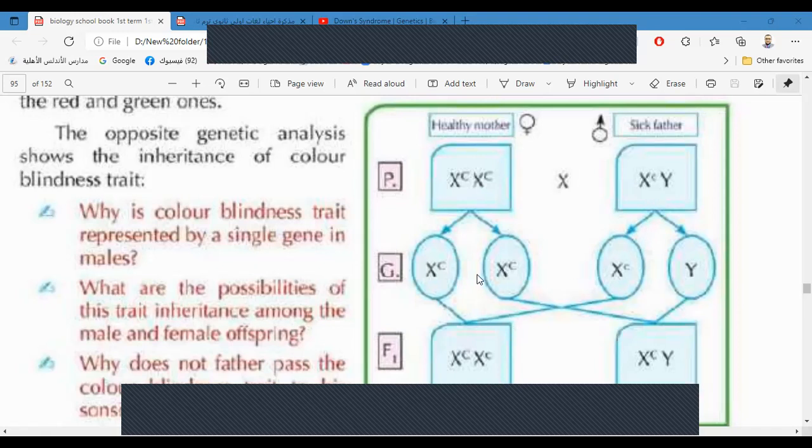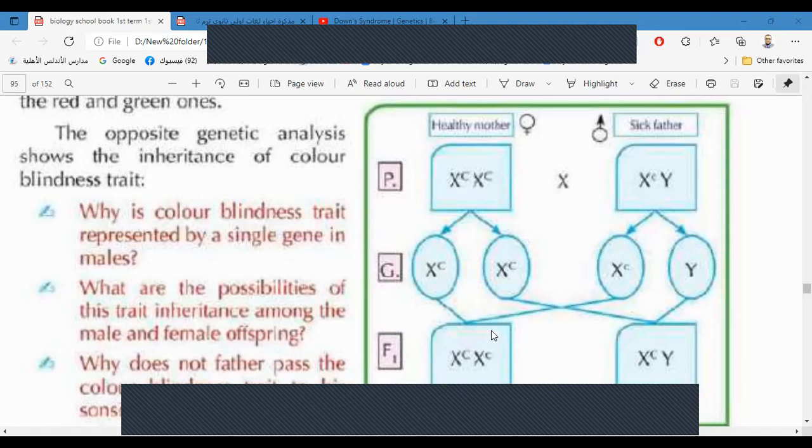As we see here, the gametes are formed: X^C and X^C from the mother, and X^c and Y from the father. If this gamete comes with this gamete, it will be X^C X^c. She is a healthy female because the gene of color blindness is recessive. Small c is recessive, so she is a healthy female. And the other possibility, X^C comes with Y: C capital Y, a healthy male. The boy here is healthy.